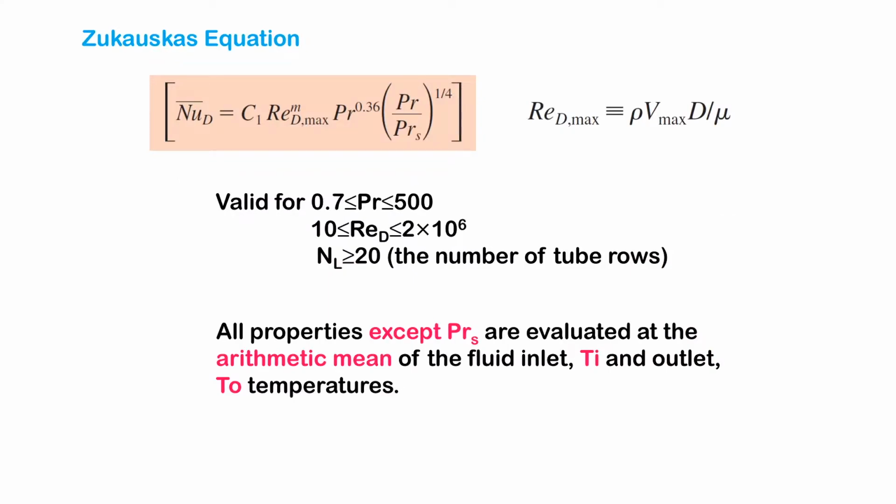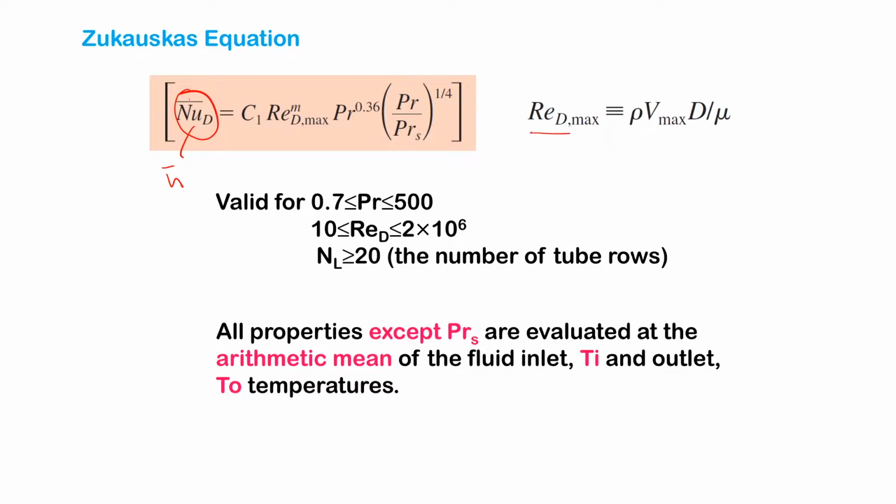So how do we estimate the average convective transfer coefficient? We have one equation called the Zukauskas equation. It is more complicated than other ones, so we have to consider several factors. But let's take a look at that. So this is the average Nusselt number. It will allow us to calculate the average convective transfer coefficient for the tube bank.